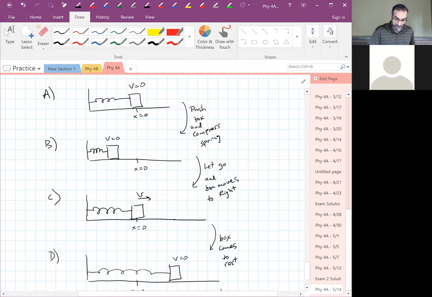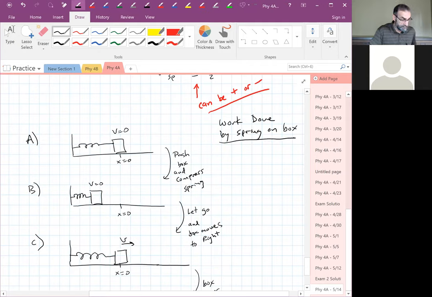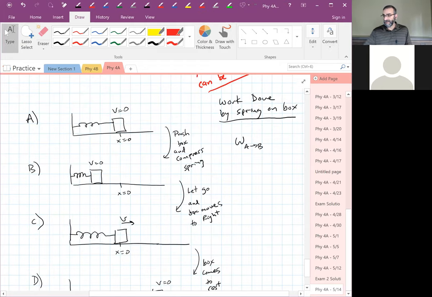Okay, so let's take a look at each case here. We want to know the work done by the spring on the box, going from A to B. Is the spring doing positive work, negative work, or no work on the box going from A to B? It's doing negative work, because as the box is moving to the left, the spring is compressed. It's pushing back to the right, so the spring force is opposite the direction of motion. It's doing negative work.